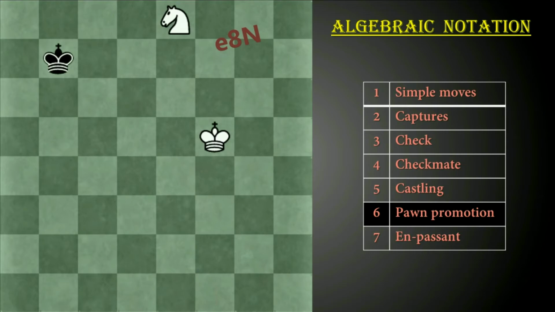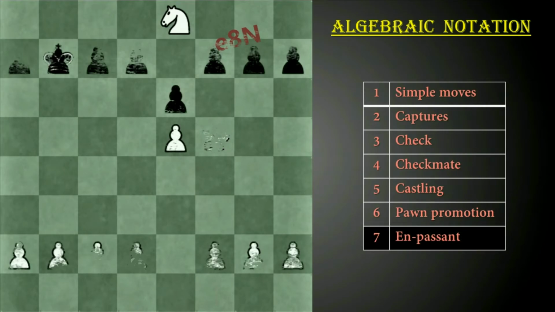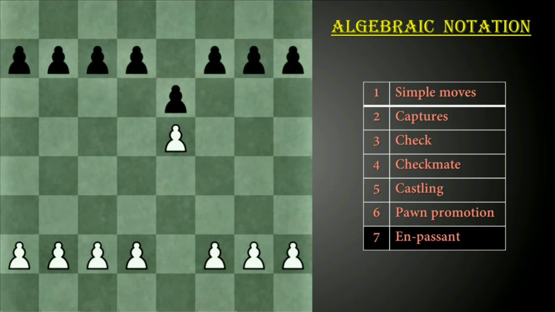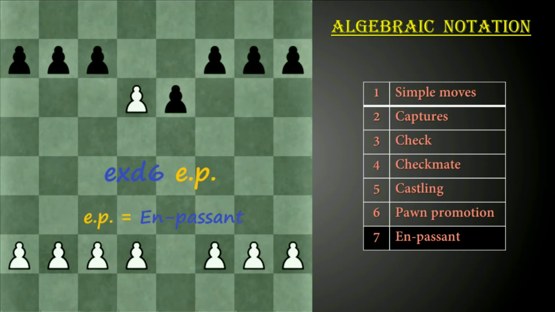Well, and the final one, the en passant. In this position, black plays d5. Now white decides to capture en passant. So, e cross d6 ep. En passant is abbreviated as e.p. That's it. Almost we have learnt everything. But one more is left which is very essential.